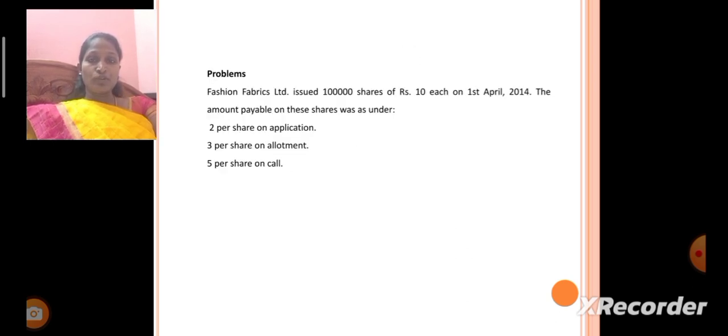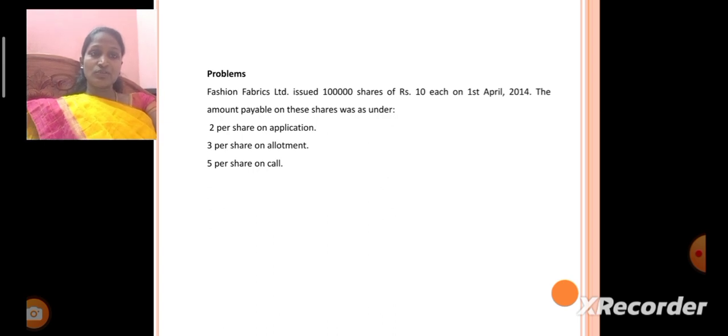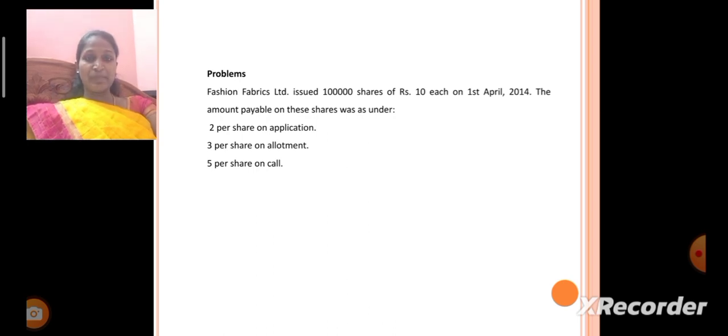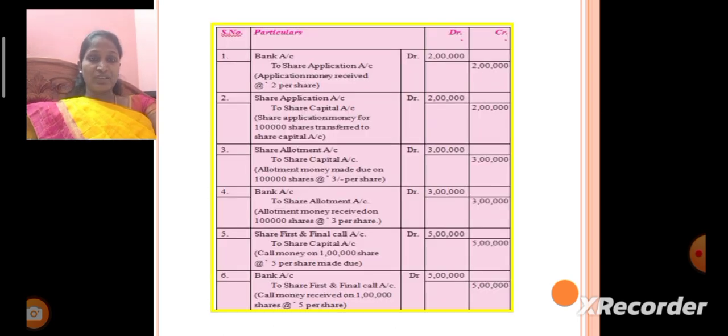These are the small problems. Fashion Fabrics Limited issued 1 lakh shares of rupees 10 each on 1st April 2014. The amount payable is rupees 2 per share on application, rupees 3 per share on allotment, and rupees 5 per share on call money. So the entry on receipt of application money is Bank Account Dr. to Share Application Account. 1 lakh shares into application money of 2, so 1 lakh into rupees 2, the amount will be 2 lakh.